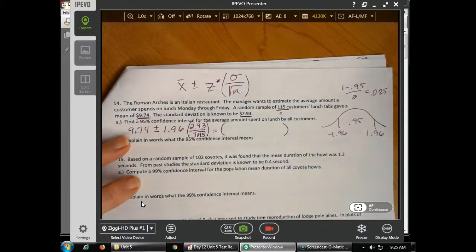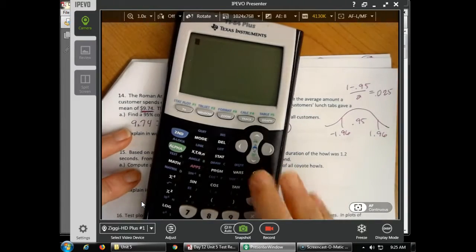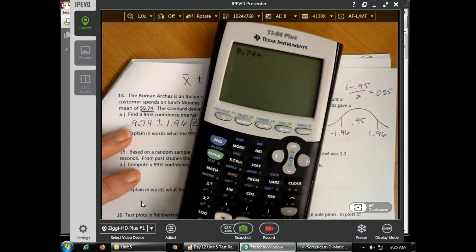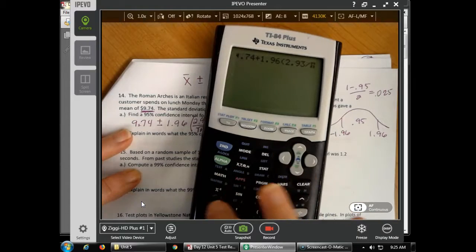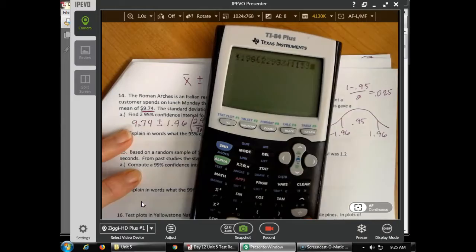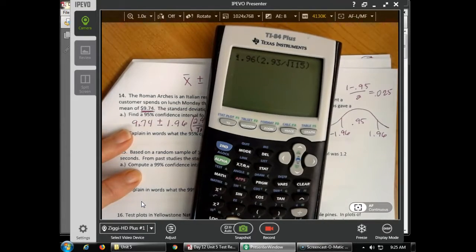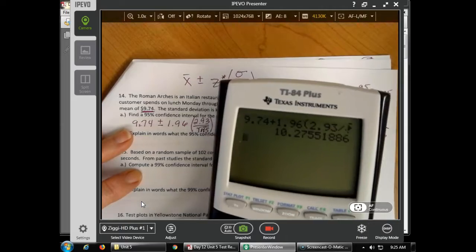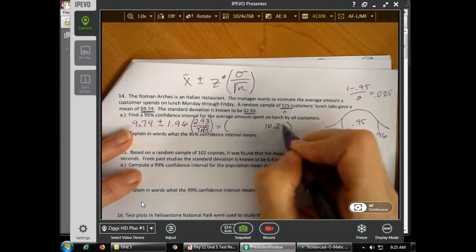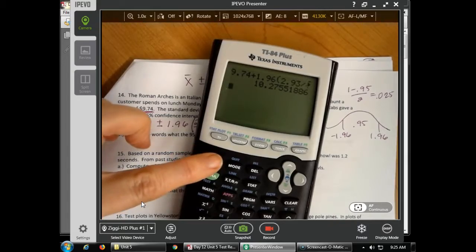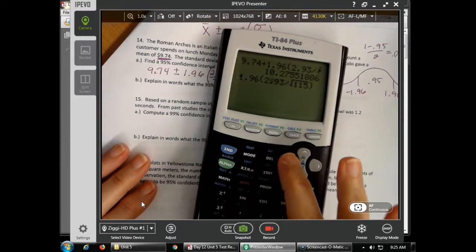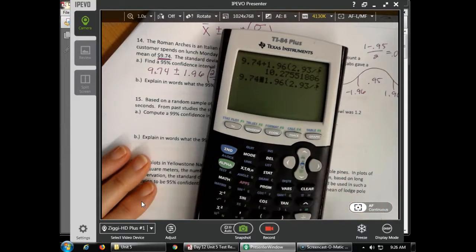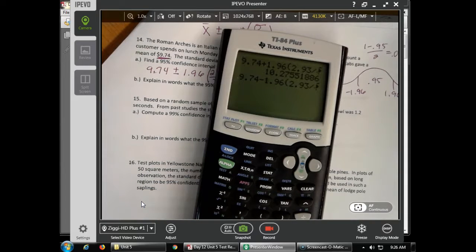So I'm just going to add it to start off with, and I'll show you how to do the other half of it. 9.74 plus 1.96, and then I'm going to do 2.93 divided by the square root of 115. Now make sure to close the parentheses the right place. Now this is going to give me the higher amount, 10.28. Now all I have to do is do second and recall, second enter, and then I go over, and guess what I'm going to change? I'm going to change it to subtract, because I need to do a plus and a minus.